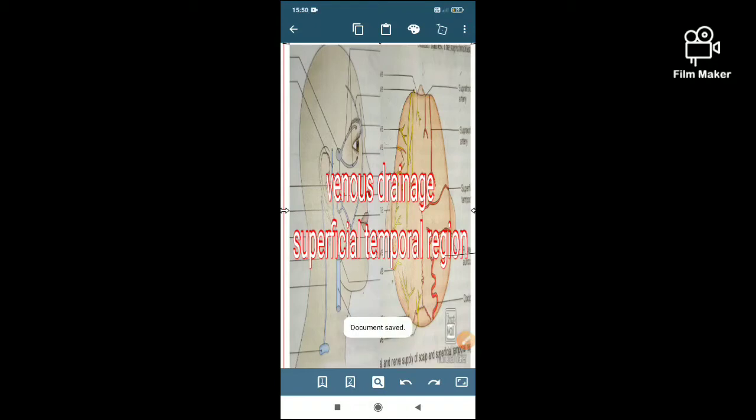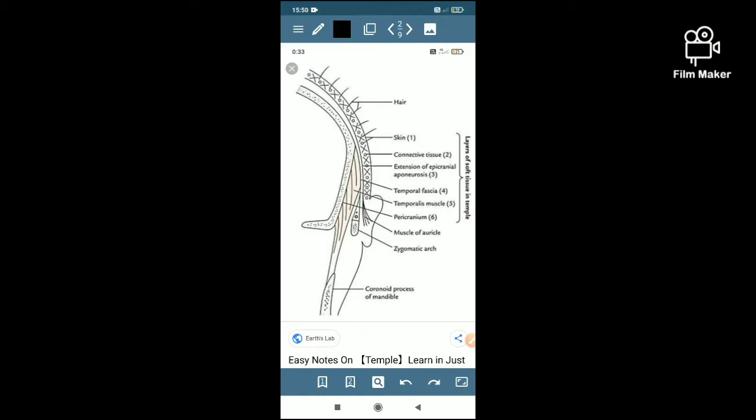Now I am discussing the venous drainage and superficial temporal region. The superficial temporal region is the region between the superior temporal line and the zygomatic arch. You can see here, in this superficial temporal region, we have 6 layers. They are skin, connective tissue, extension of epicranial aponeurosis, temporal fascia and muscle, and pericranium.